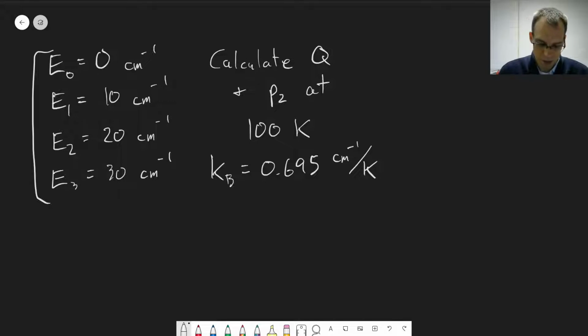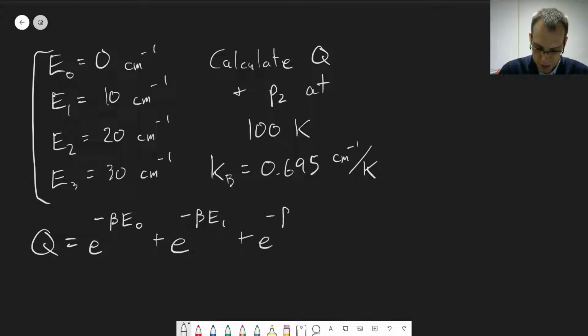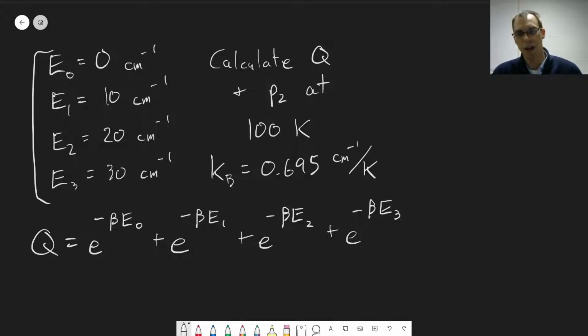Okay, so what is Q? Well, again, Q is we add up e to the minus beta times our energy. So e to the minus beta times E0 plus e to the minus beta times E1 plus e to the minus beta times E2 plus e to the minus beta times E3. Okay, and now we just need to plug in what is beta and what are the different energies, and that'll let us calculate Q.